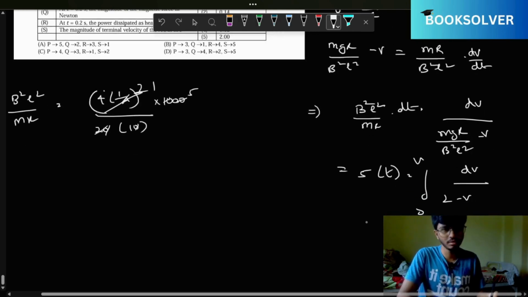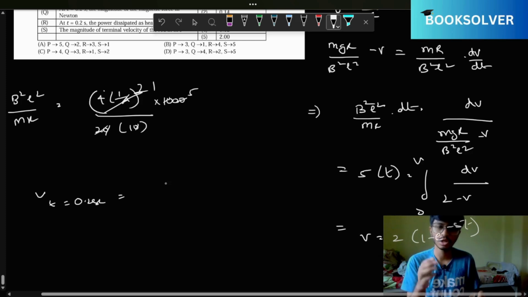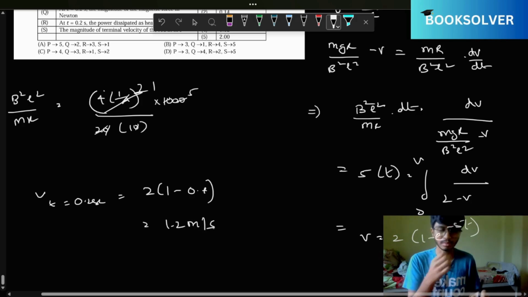So from here, on calculations, v comes out to be 2 into (1 minus e to the power minus 5t), and v at t equals 0.2 seconds is equal to 2 into (1 minus 0.4), and that is equal to 1.2 meters per second.